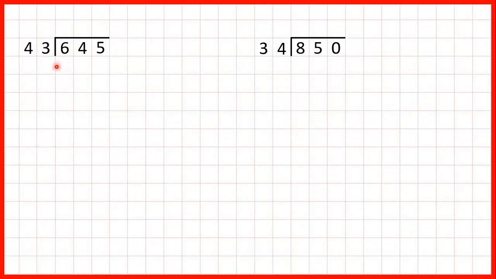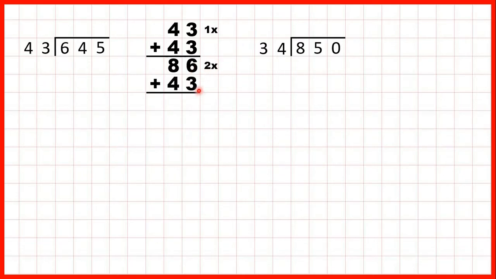Now we need to divide by a 2-digit number using long division. First, we have 645 divided by 43. So we need to work out our 43 times table. 43 is 1 times 43. And if we add another 43, we get 86, so that must be 2 times 43. Adding another 43 gives us 129 for 3 times.